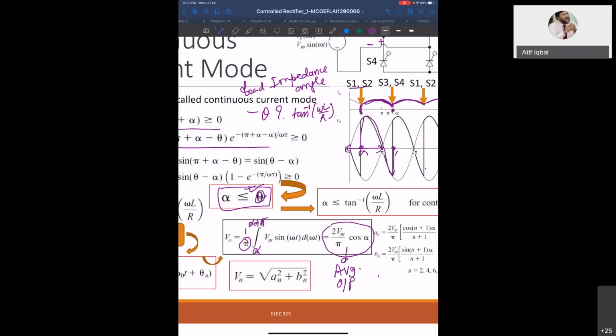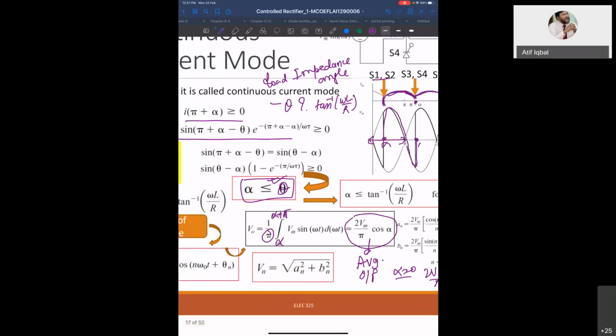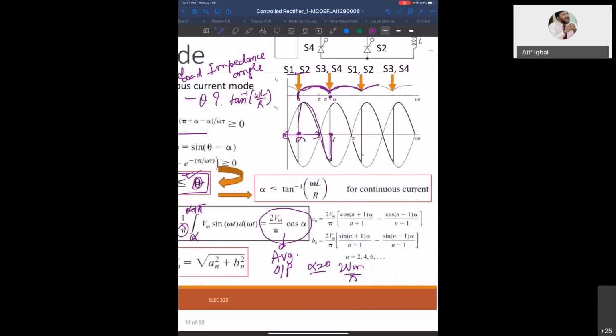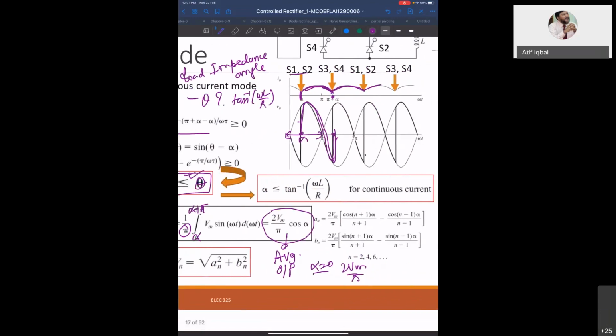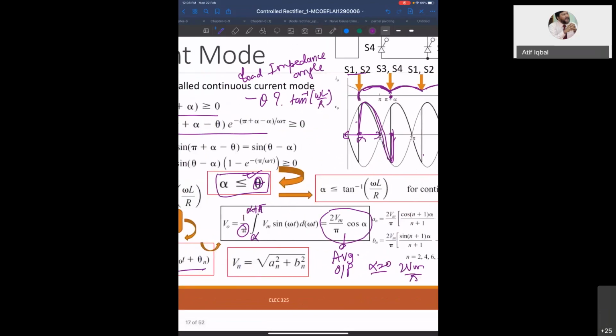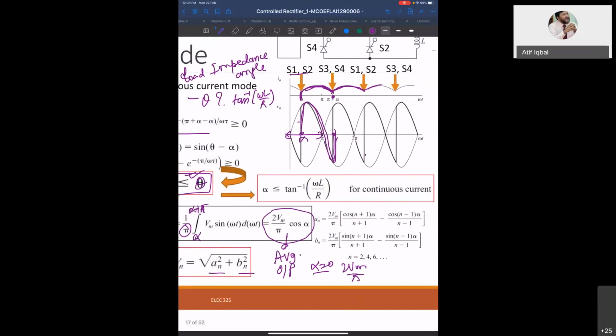Now, if you put alpha equal to 0, you get 2 Vm by pi, same as your diode rectifier. Now the Fourier series of the output voltage: this is your average, and then you have the harmonic components, and these are the Fourier coefficients An and Bn.